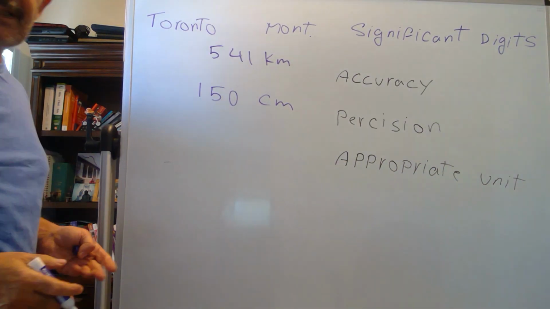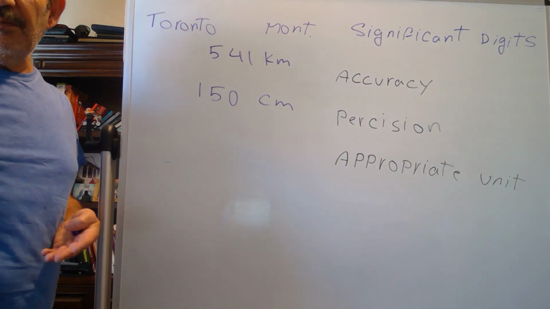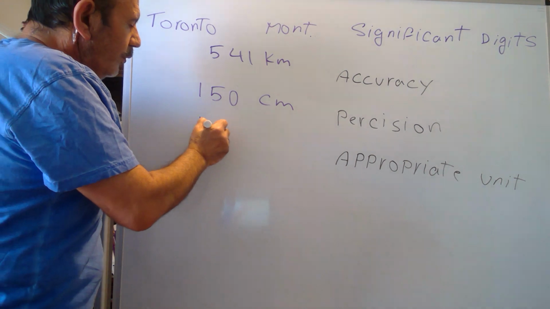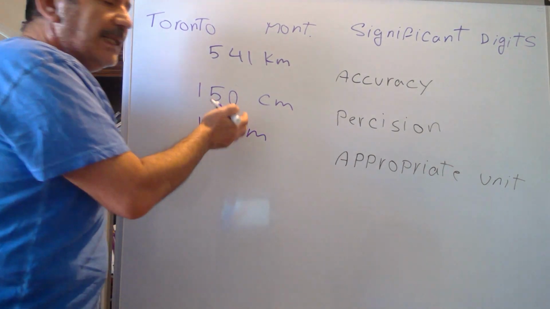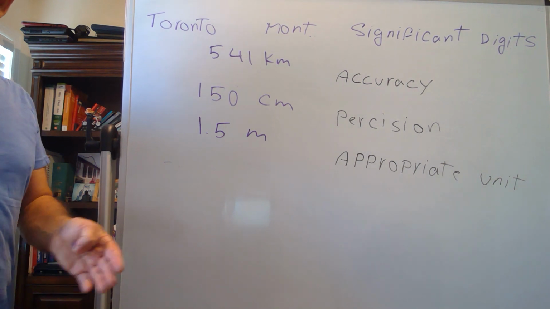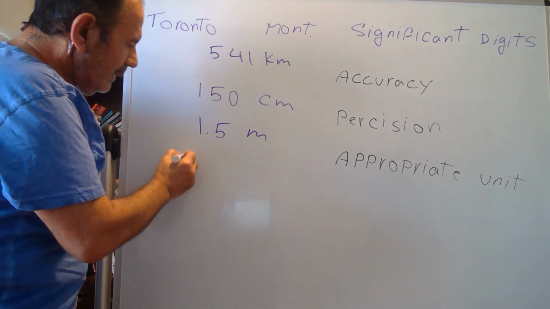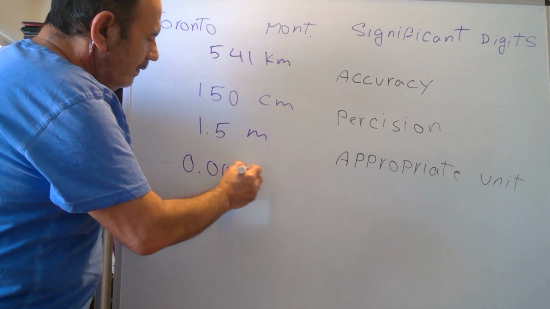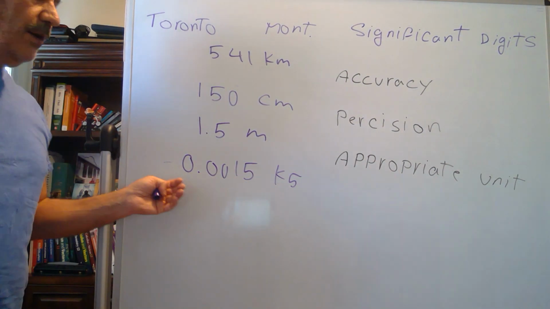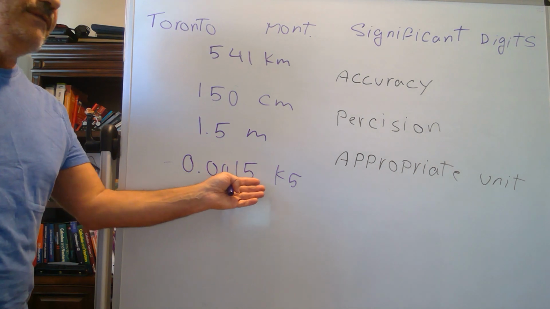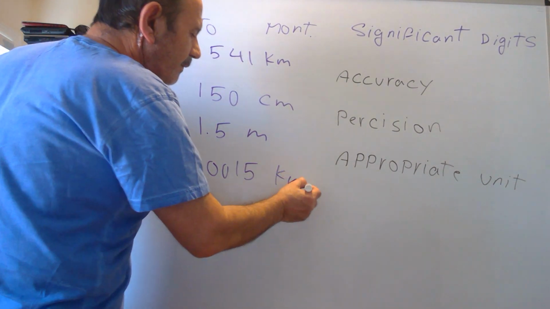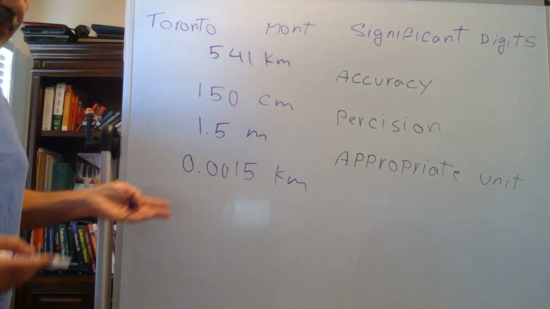This 150 centimeter is an appropriate unit for measuring the length of a desk. Or I can say 1.5 meter. Again, it is an appropriate unit to measure the length of a desk. But if I say 0.0015 kilometer, using kilometer for the length of a desk is not the appropriate unit.